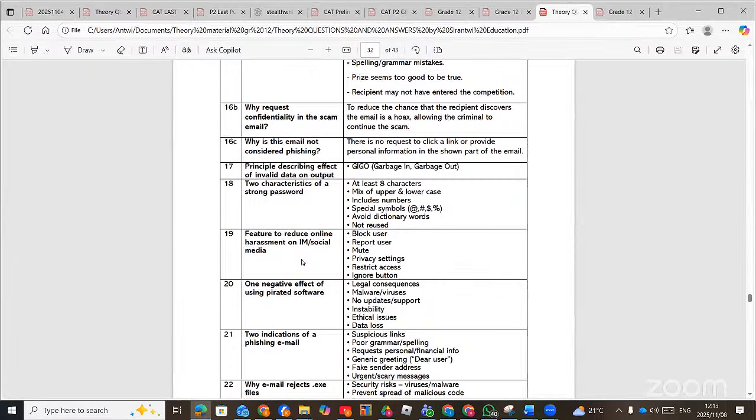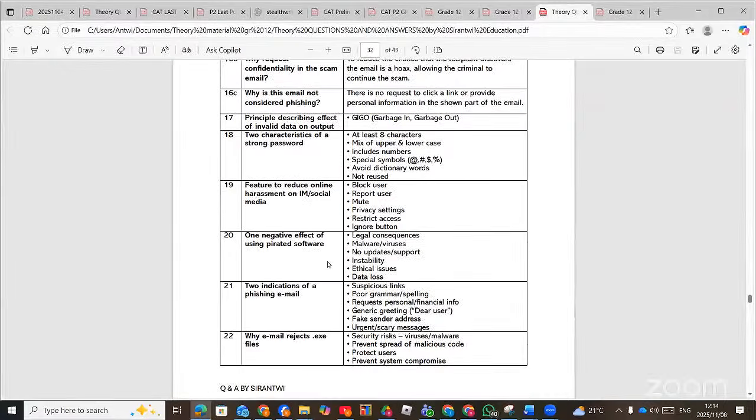Now, features to reduce online harassment. You must block the user on social media, report them, change your privacy settings on social media, restrict access, and ignore different buttons. You don't click on them. One negative effect of pirated software: legal consequences, malware or virus infections also.